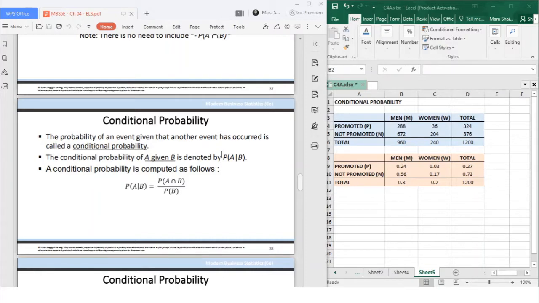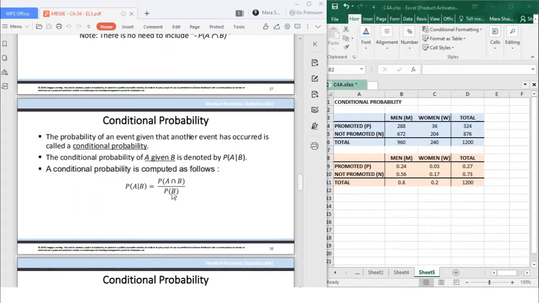Now, the conditional probability is computed as follows. The conditional probability of A given B is the probability of the intersection of A and B, divided by the probability of event B. So, that is the concept of conditional probability.